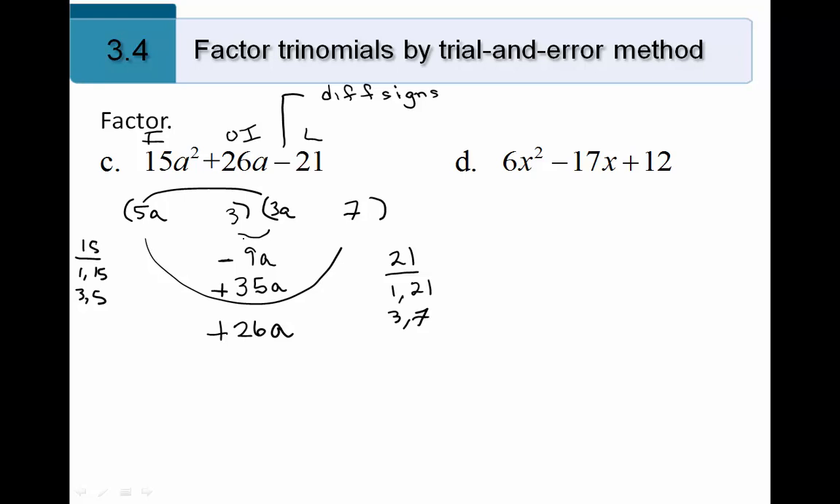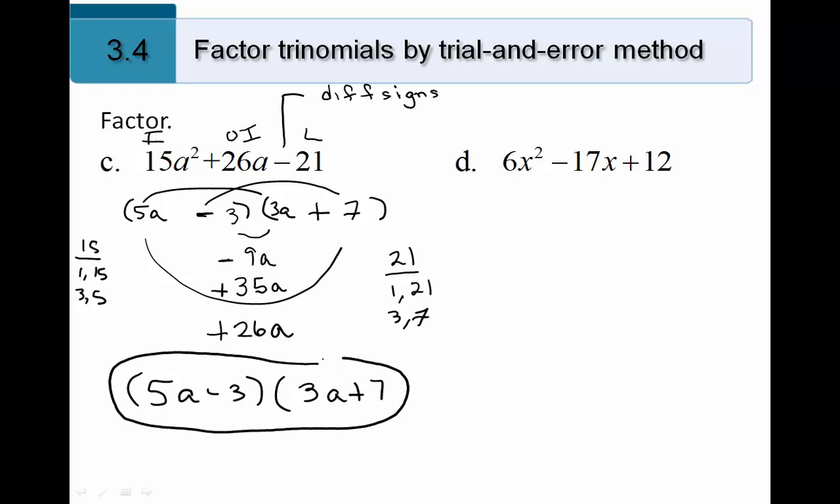So let's figure out how we need to place the signs up above. Positive 5a times positive 7 will give you a positive 35. Negative 3 times positive 3a gives you a negative 9a. And then just let me check my last. Negative 3 times 7 is negative 21. So this factors to 5a minus 3 multiplied by 3a plus 7. Or 3a plus 7 times 5a minus 3.